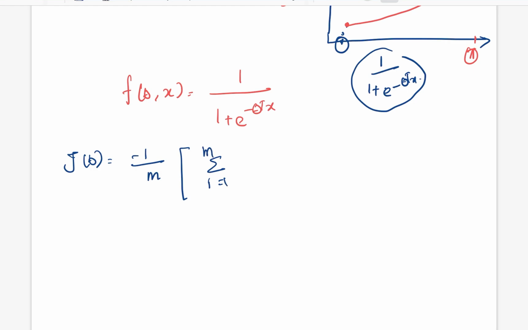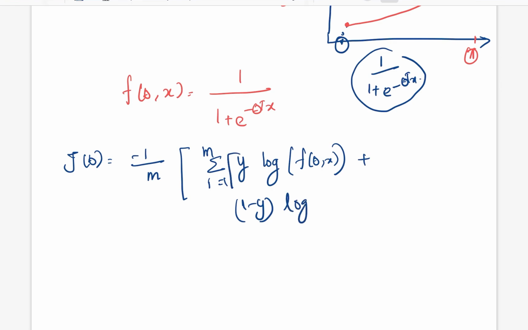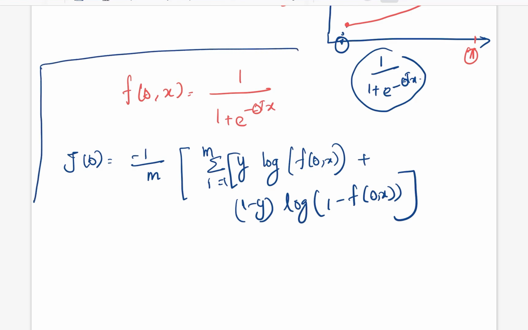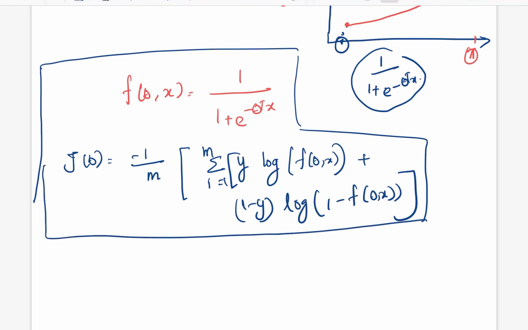J of theta equals minus 1 over m, the sum of y times log of f of theta x plus 1 minus y times log of 1 minus f of theta x. So this is our logistic regression model. This model works fine to predict any binary outcomes. It works for all types of classification models.